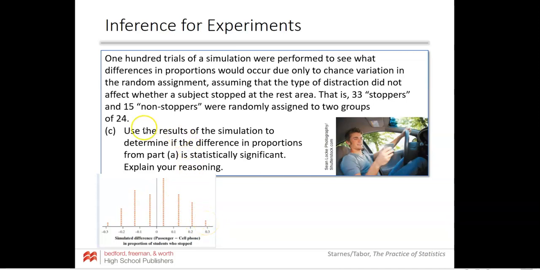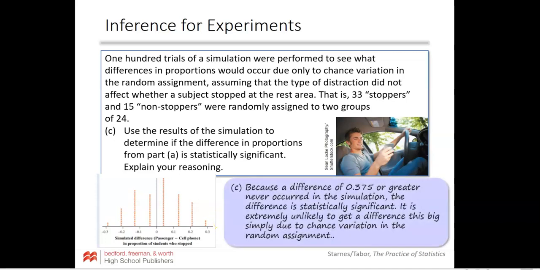So using the results of the simulation to determine if the difference in proportion for part A, which I think was 0.375. So 0.375 is not even on our simulation. There were no results that extreme in our simulation. So because of that, we would probably say it never occurred in the simulation, right? 0.375. The difference is statistically significant. It is extremely unlikely to get a difference this big simply due to chance variation in the random assignment.